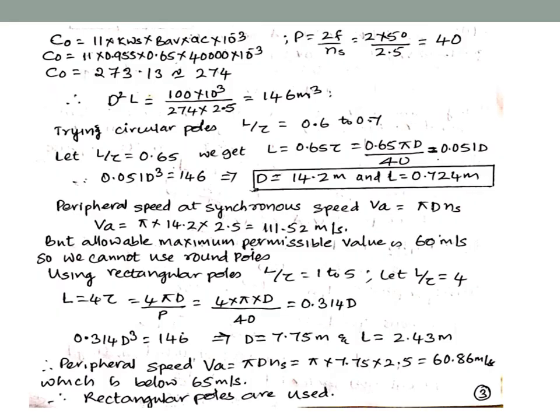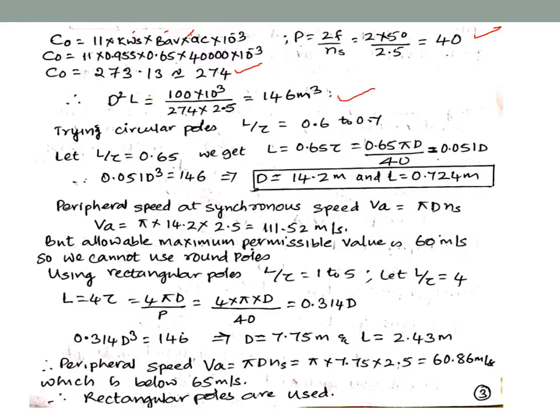Okay. Now C naught we have to find out. Substituting B average, AC, KWS, we get 274. Number of poles is required, so we will get 40 here. With 2F by NS, D square L is equal to, we will get 146 meter cube.